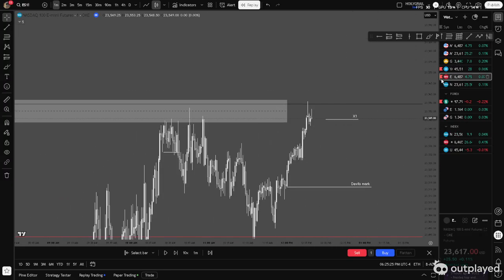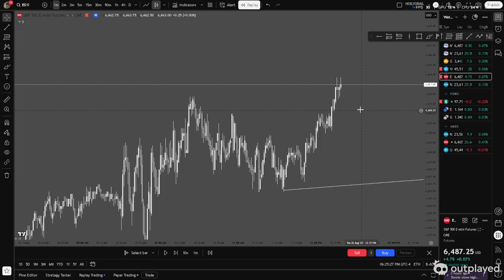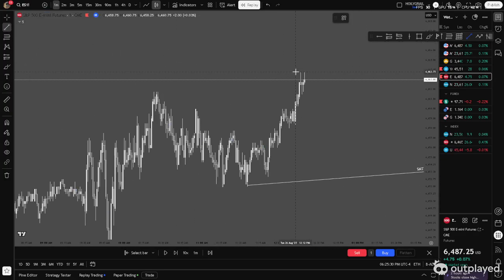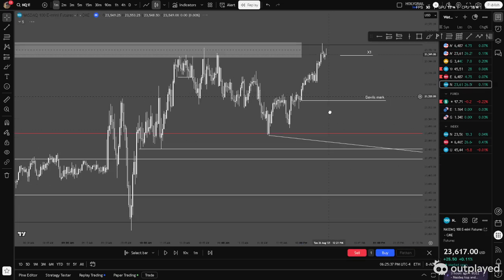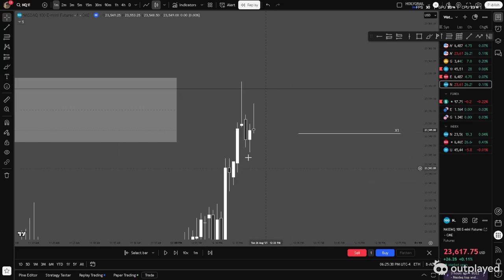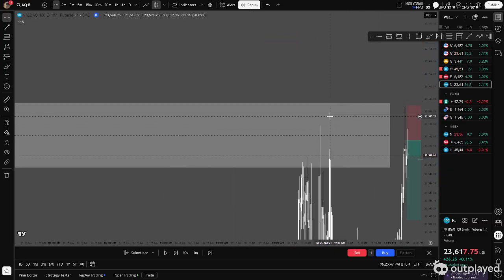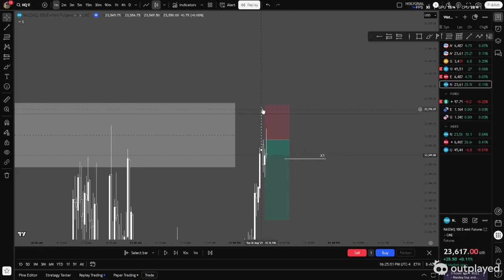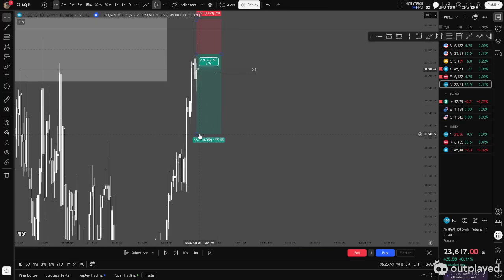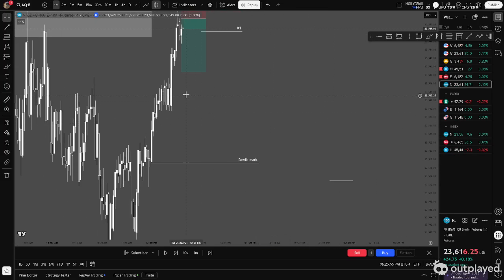Now let's look at what ES is doing. Okay, boom. We created an SMT at the highs, correct? So, boom, I got an entry, shorted. It filled me in somewhere around here. Once we created that SMT, while tapping the implied fair value gap and 75% of the range, short here. And what was I targeting? The devil's mark.